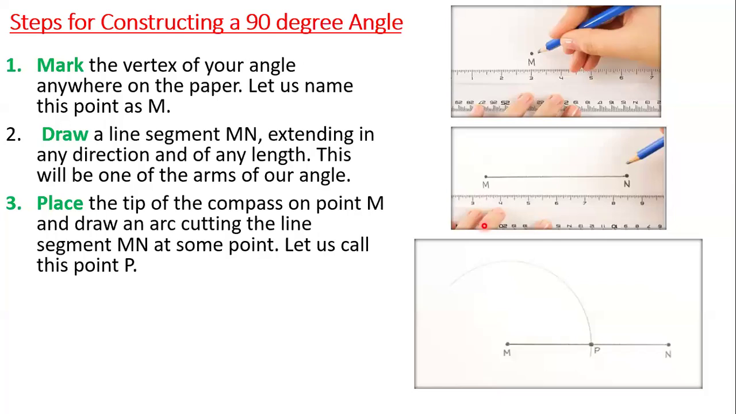Antoine, read the first 3 steps, please. Mark the vertex of your angle anywhere on the paper. Let us name this point M. Draw a line segment MN extending in any direction and of any length. This will be one of the arms of our angle. Place the tip of the compass on point M and draw an arc cutting the line segment MN at some point. Let us call this point P. Very good.